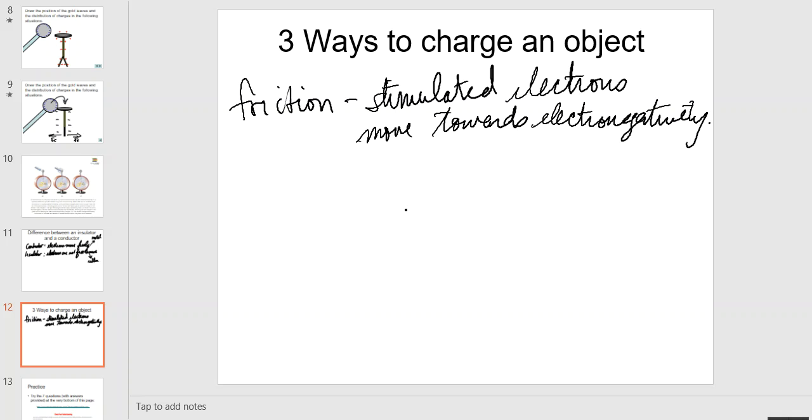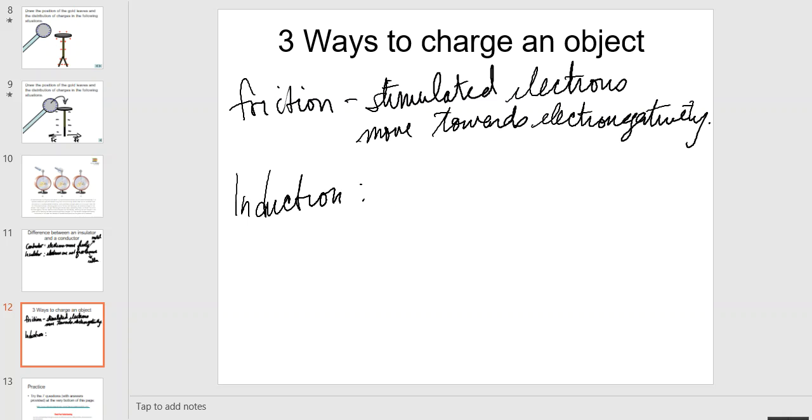So next one is induction. What's induction? That's the hardest one. It came up second, but that's the hardest of the three. How do you charge something through induction? Do you guys know what induction means? Yeah. That's when you bring something that is charged close to something that isn't.